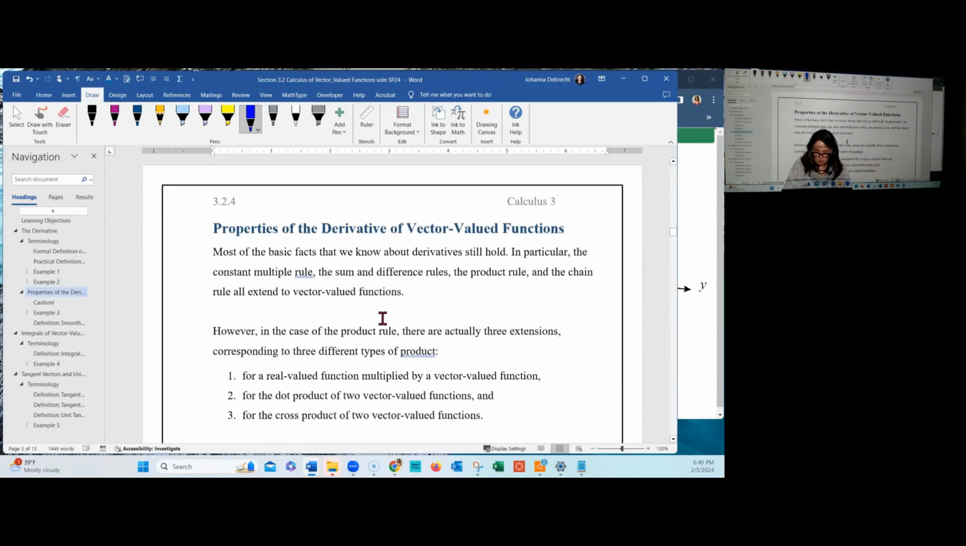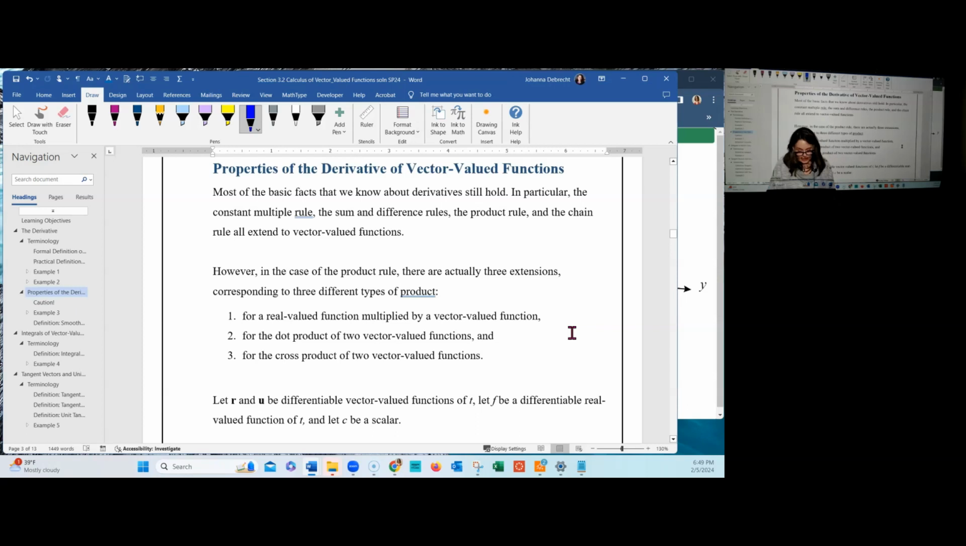Let's now talk about some of the properties of the derivative, right? Most of the facts that we know about derivatives from Calculus 1 still hold. In particular, the constant multiple rule, the sum and difference rules, the product rule, the chain rule, these all extend to vector valued functions. The one that is a little weird, as you might expect, is the product rule. And the reason for that is because we have more than one type of product with vectors. We have dot products and we have cross products. And we could also have a product with a scalar as well. So we have multiple ones.